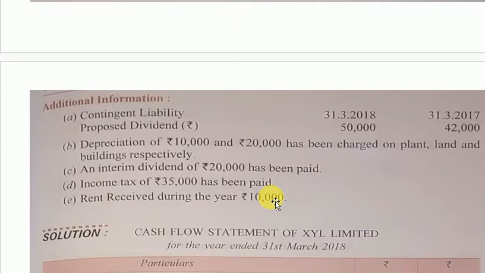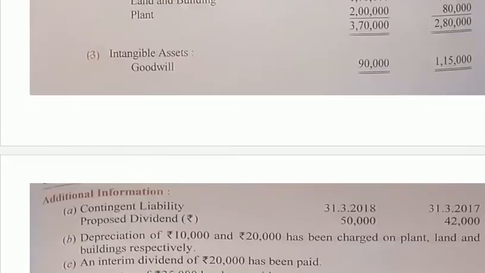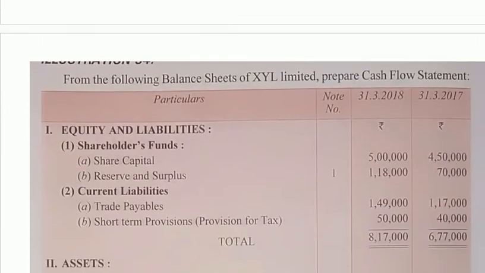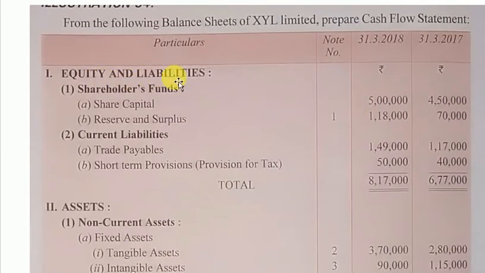Children, out of this we have discussed adjustments related to points B, C and D in our previous video, and today we are going to see their impact on the preparation of the cash flow statement. So let us give a glance at the question. Here are equity and liabilities, shareholders' fund, share capital, reserves and surplus, then current liabilities, trade payables, short-term provisions, and under short-term provisions we have provision for tax. The discussion of this adjustment we did in the previous video when we prepared the provision for tax ledger account.